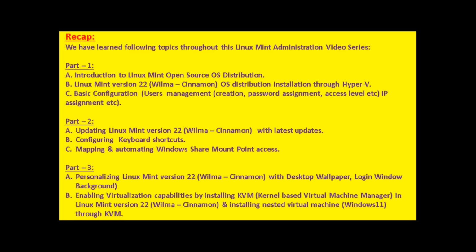So we have installed the KVM package in Linux Mint version 22 Wilma Cinnamon, and we have installed a nested virtual machine. Means Linux Mint itself is a VM. Inside that VM we have installed our KVM, and inside that KVM we have installed another virtual machine as Windows 11. So that Windows 11 is called a nested virtual machine. We have seen that the nested virtual machine also automatically got internet access, because our Linux Mint is already having internet access. Using NAT technology, network address translation, my nested virtual machine got the internet access also. So this everything we have covered in part 3.